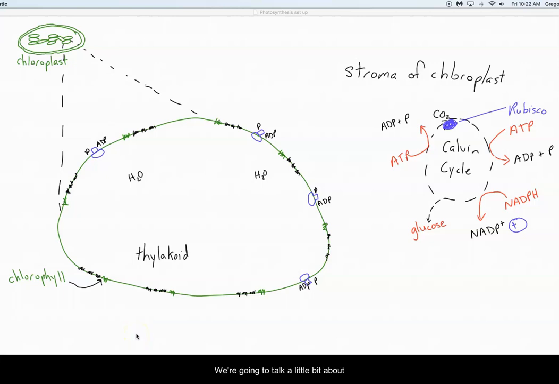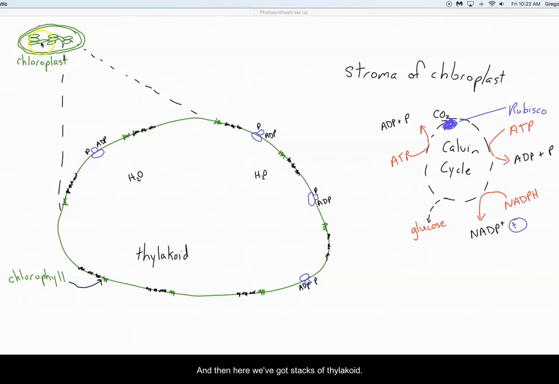We're going to talk a little bit about photosynthesis here. I've kind of set up a chloroplast for you. I've got a little tiny poorly drawn chloroplast in green because they're green up here. So we've got our outer membrane, our second membrane, which contains all the stroma inside, the fluid inside the chloroplast.